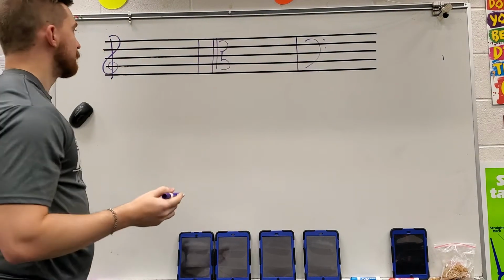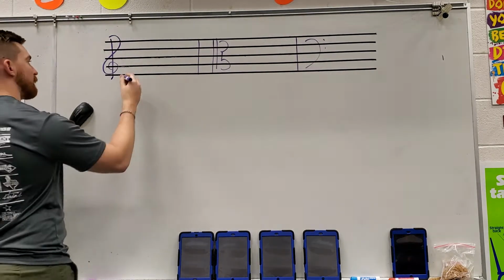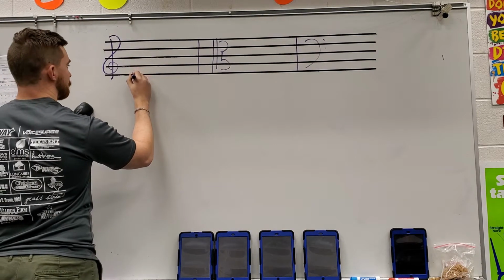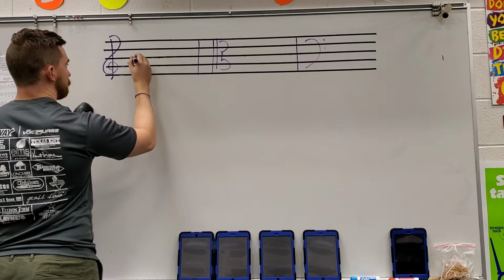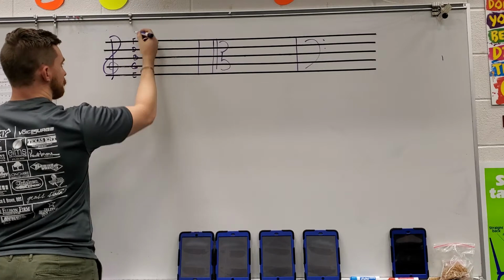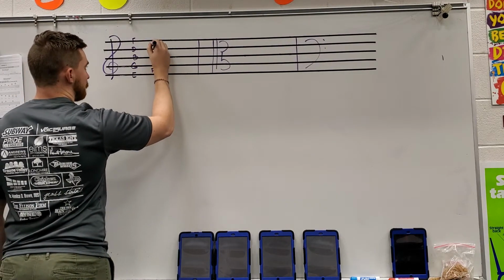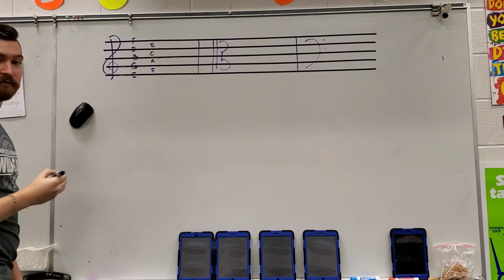So, taking a look at the treble clef as an example, we know that our lines spell every good boy does fine, or deserves fudge, and we know our spaces spell F-A-C-E, spell face.